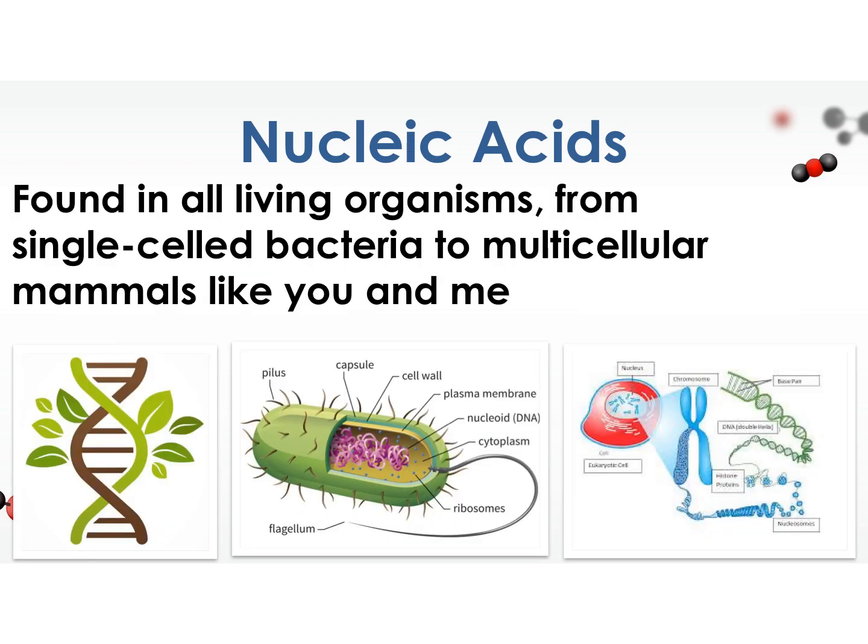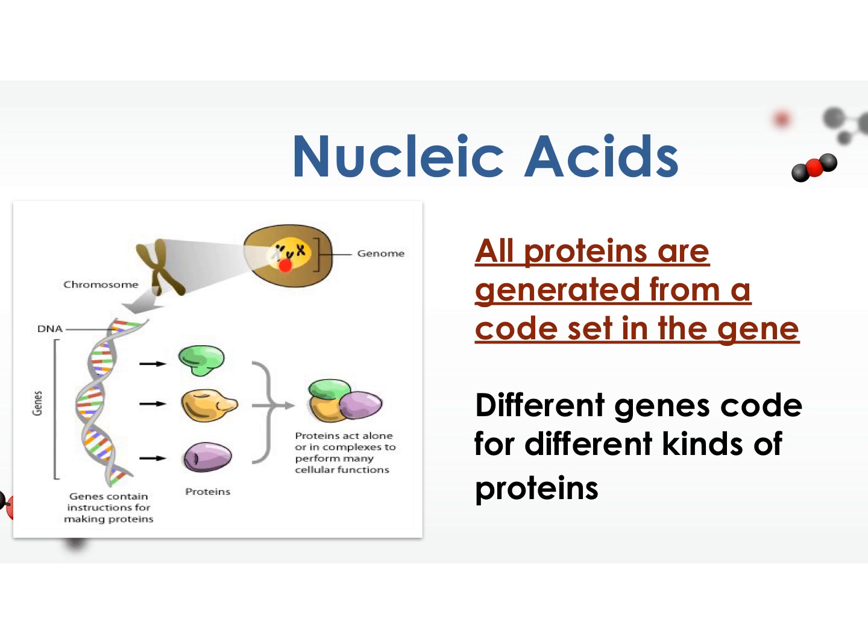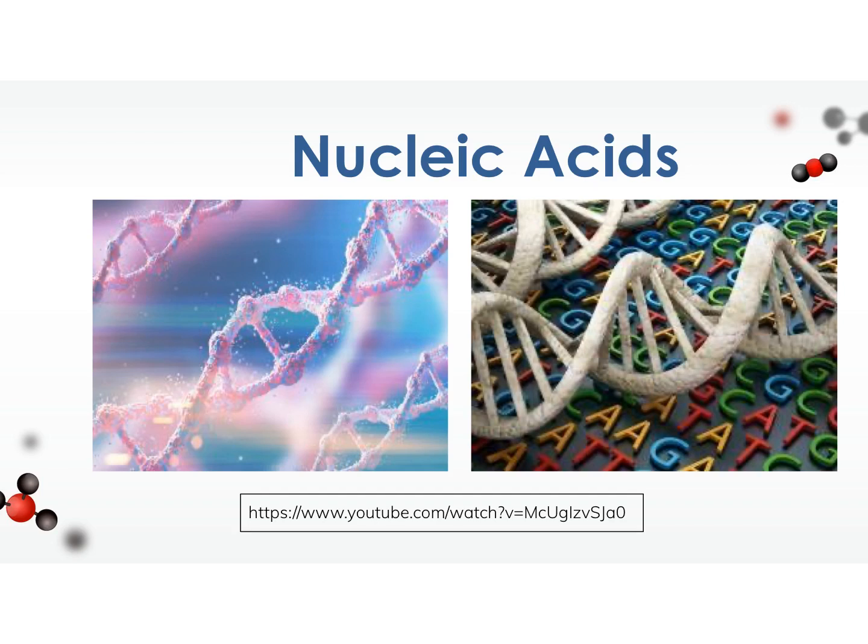An important point to consider here is that nucleic acids are found in all living organisms, from single-celled bacteria to multicellular mammals like you and me. So here in the nucleus of the cell, we have sets of genes, and all the proteins are generated from a code set in the gene. Different genes code for different kinds of proteins, and each protein will have its own function. This video will illustrate how nucleic acids will lead to the production of the proteins.